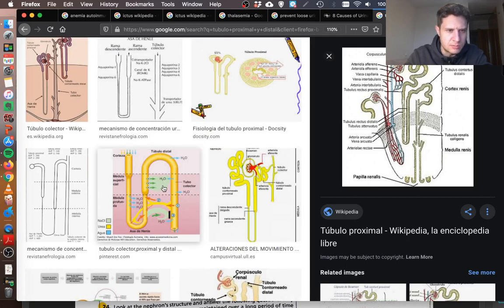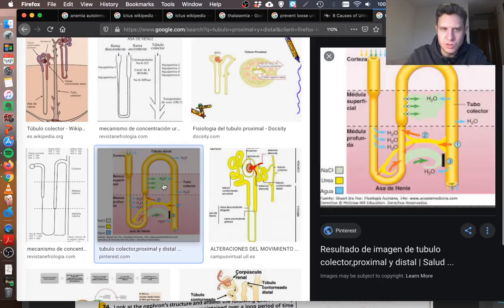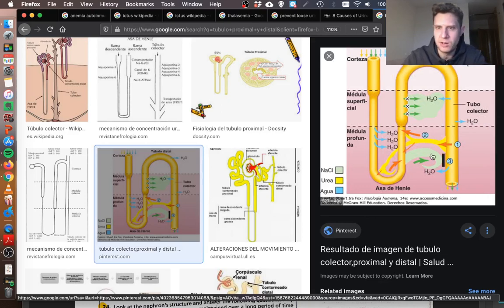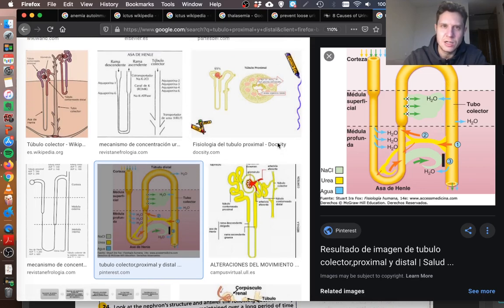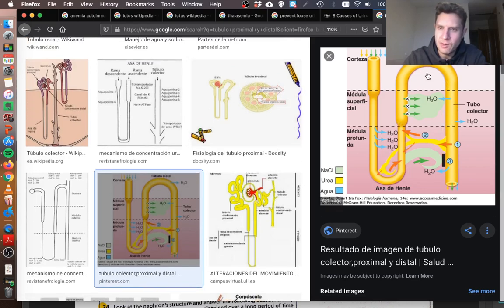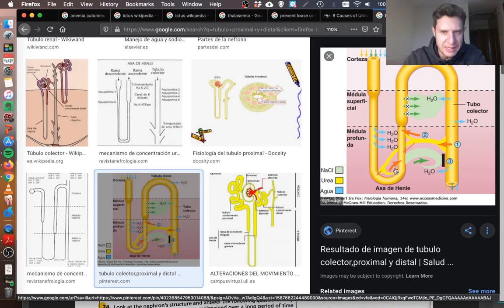Well, I'm going to show this, which is simpler. So this is the glomerulus. It is in the cortex. And this is the medulla and the deep medulla. This is all the medulla. And this is a collector tube at the end of the nephron.